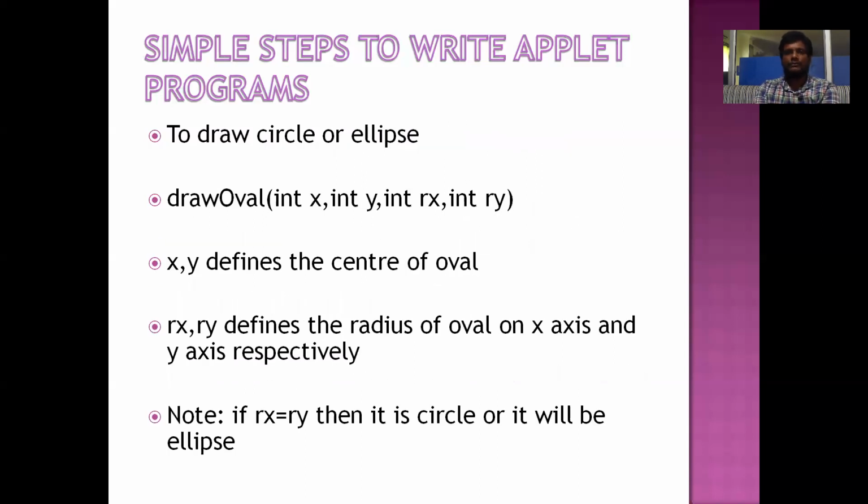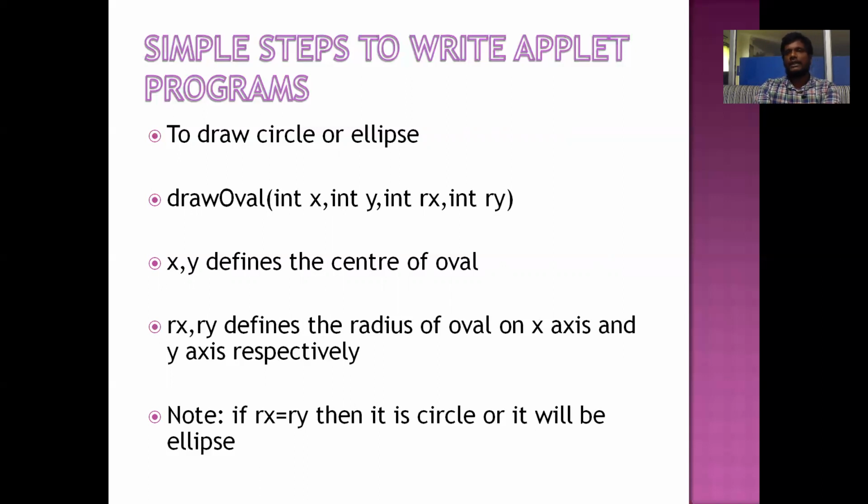Coming to the next shape, if I want to draw a circle or ellipse, there is a method in the Graphics class called the drawOval method. This method will draw a circle or ellipse on the output screen. We already saw the drawString method takes 3 parameters, and the drawRect method takes 4 parameters. Similar to those methods, this drawOval also will take 4 parameters.